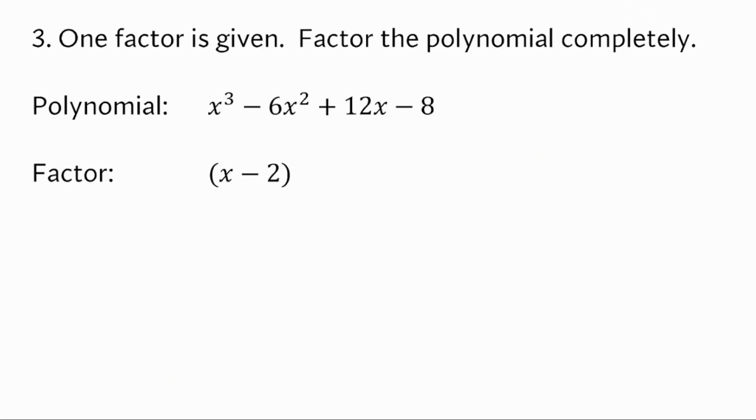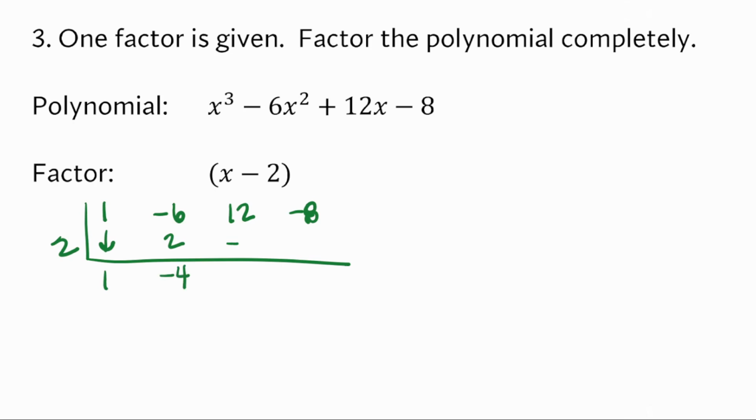All right, here's one that's a 3rd degree, but it's not something I can do group and factor on because that ratio of 1 to negative 6 is not the same as 12 to negative 8. So it's a good example. I'm thinking I set up for synthetic 1x to the 3, negative 6x to the 2, positive 12x, and negative 8, divided by x minus 2. So drop it down, multiply, add, multiply, add, multiply, add.